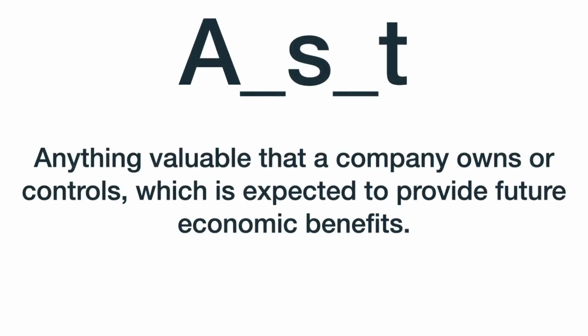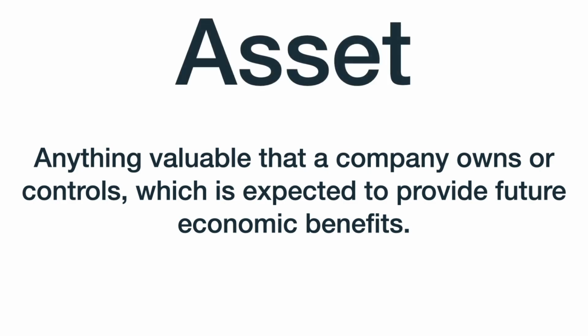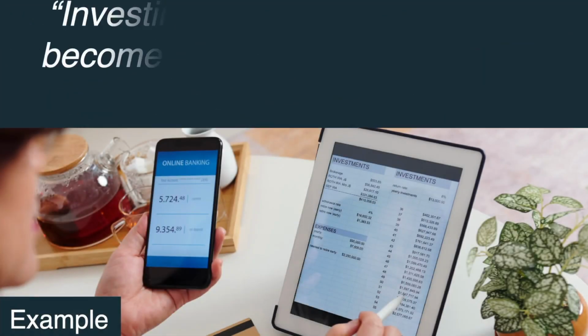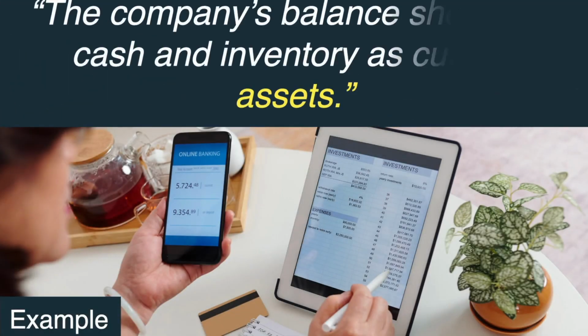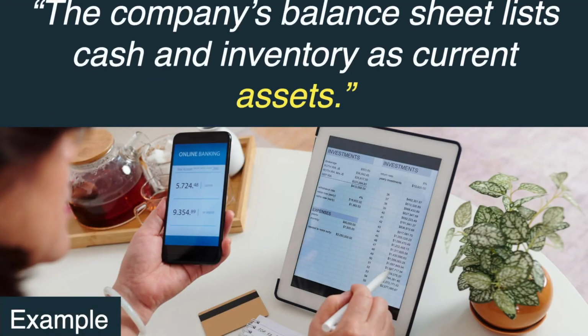Our next word meaning anything valuable that a company owns or controls, which is expected to provide future economic benefits. And the word is asset. Investing in new technology can become a significant asset for our operations. The company's balance sheet lists cash and inventory as current assets.